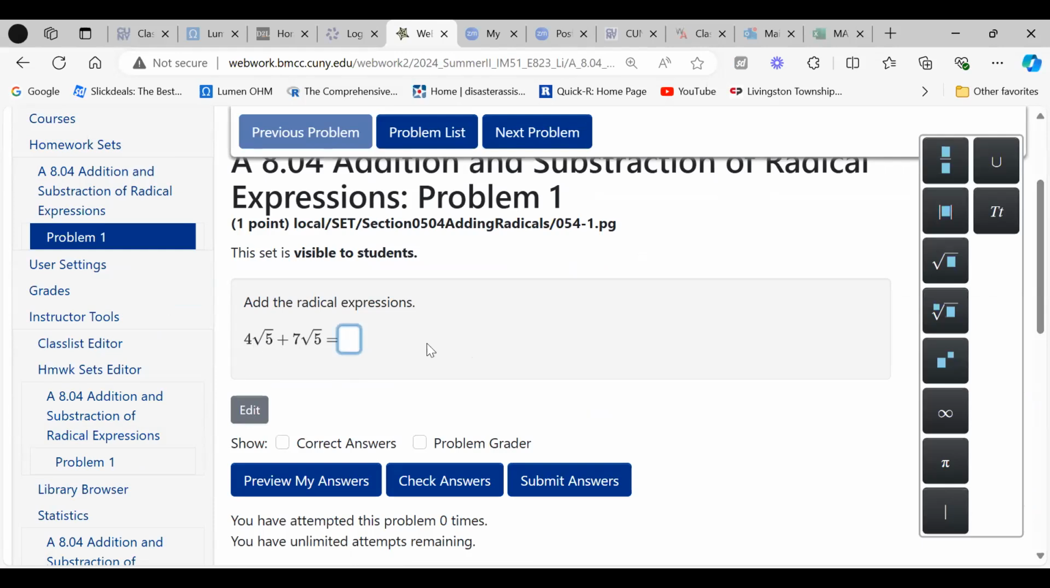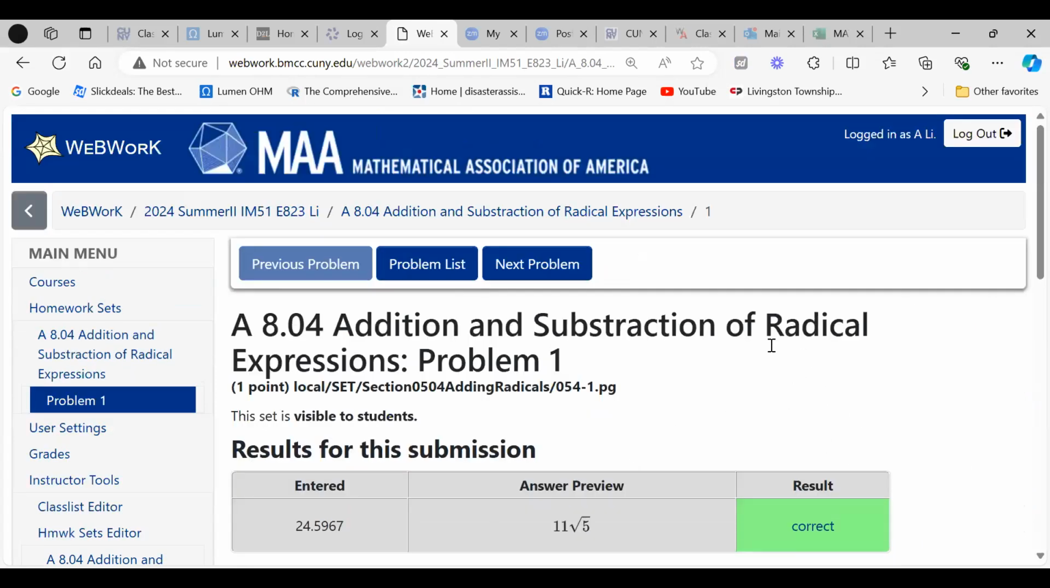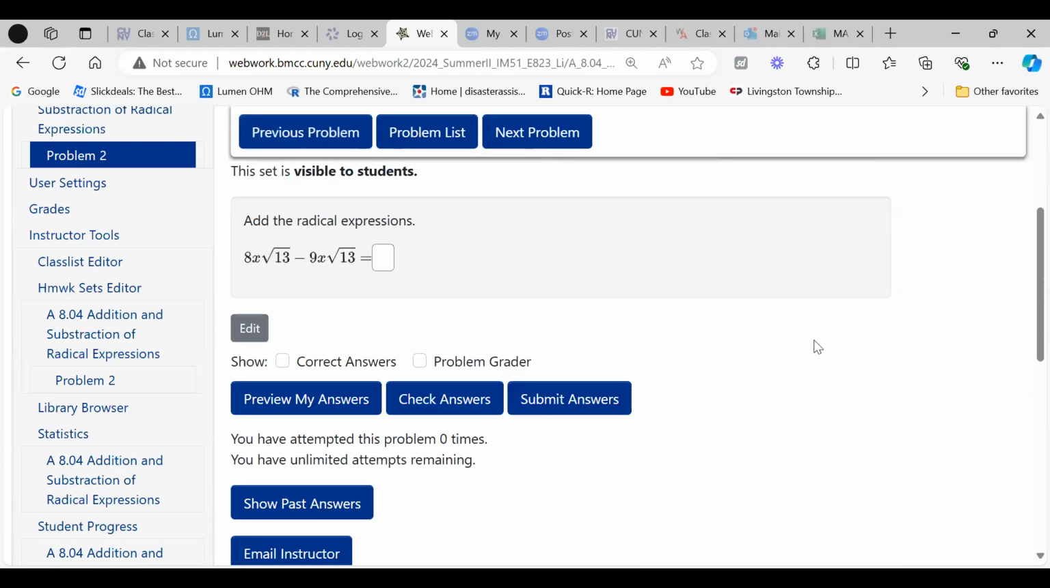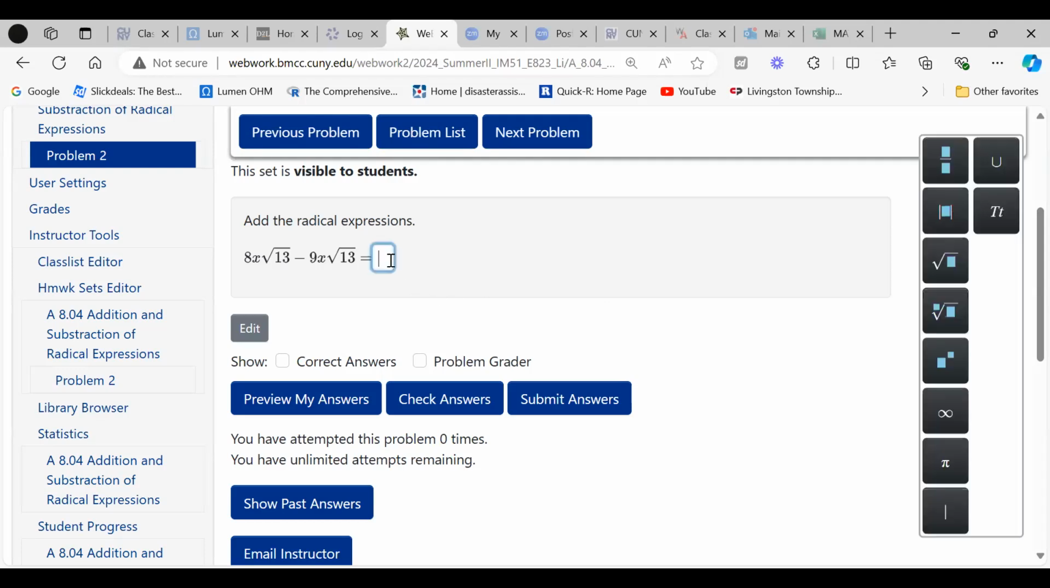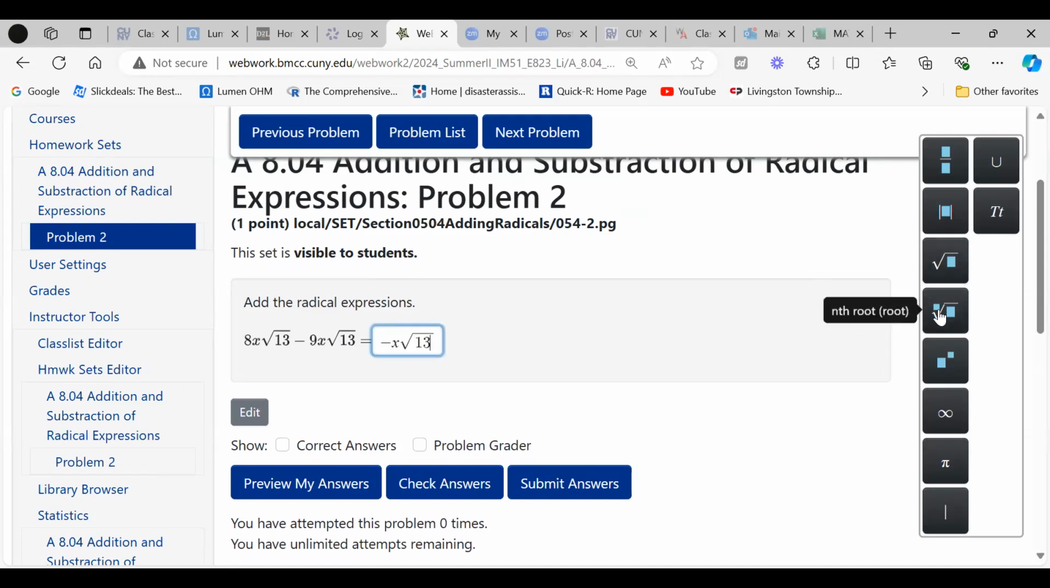So you add 4 and 7 to get 11. So 11 radical 5. Is it square root 5? Yeah, that's right. Very good. Correct answer. How about the second one? Anybody want to try that? Ax radical 13 minus 9x radical 13. So you do ax minus 9x, it's minus 1x, right? And then carry over radical 13. So it's minus x radical 13. Okay.